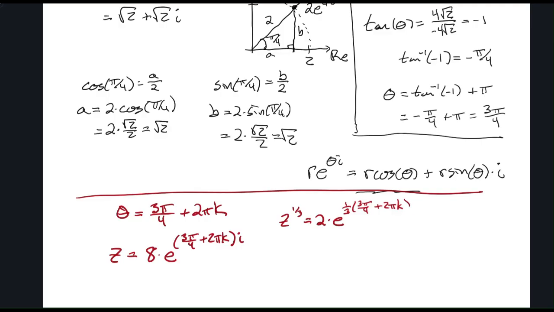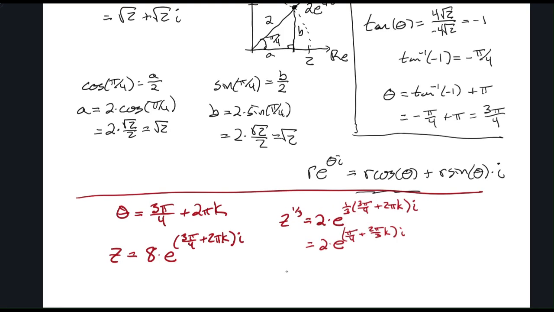I don't want to belabor this, I'm skipping some steps. This is more just out of interest. If you're interested, you don't have to be able to do this. I would distribute the 1/3 across and get 2 times e to the pi over 4 plus 2 pi over 3 k times i. And we can choose k as 0, 1, and 2 and get unique answers here.